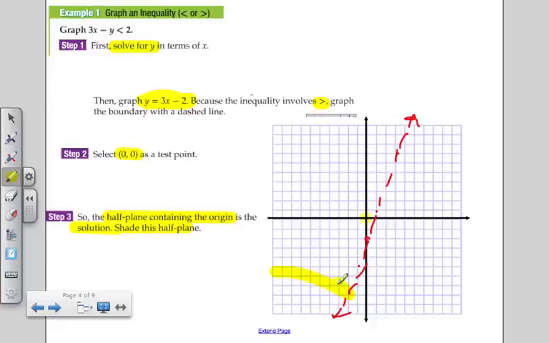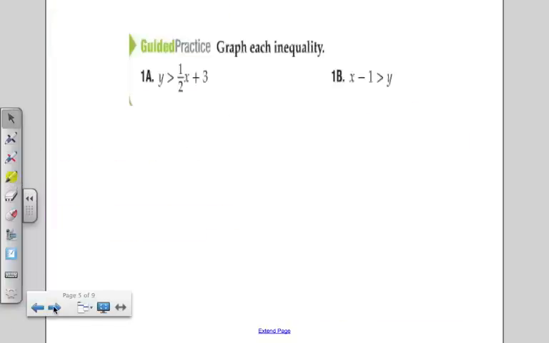The way you shade it is you just go like this, but don't cross over the lines like I've done, of course. Yours will be very nice and neat, I know. Okay, there's a couple guided practice. Good luck. Turn me back on when you're finished with those two.